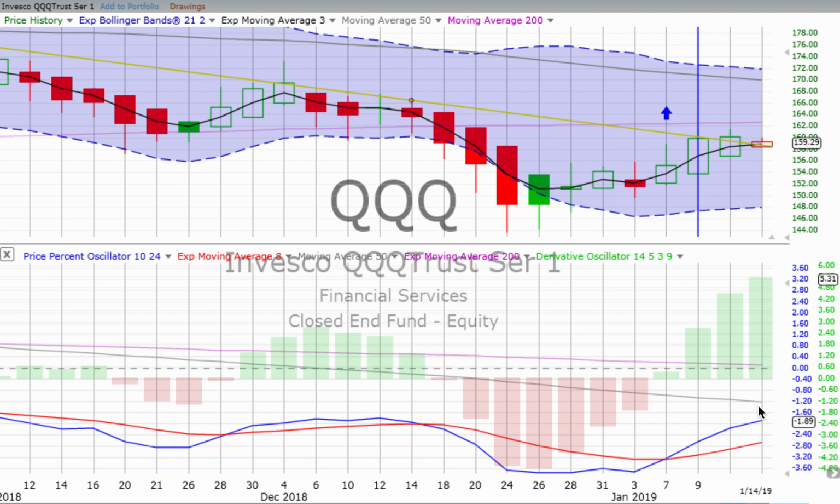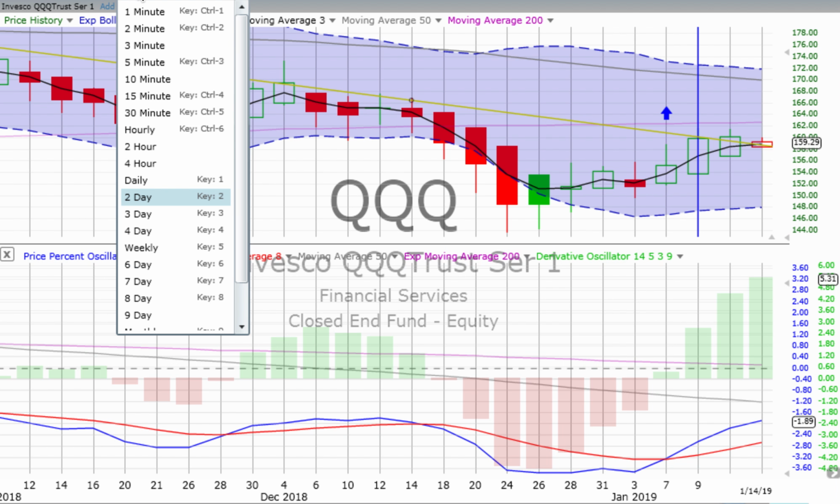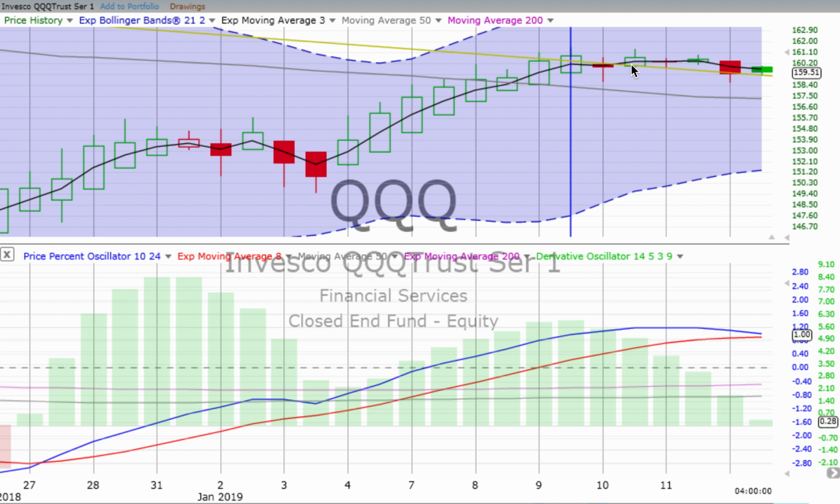Price percent oscillator heading up, not as strong as it had been. We'll see how this candle ends up forming at the end of the day on Tuesday. We go to the 4-hour chart. What do we see? Again, that sideways slide and getting closer to a crossover going down.